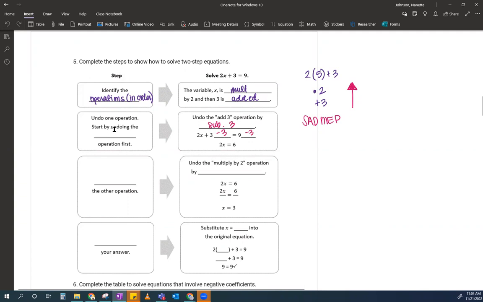Okay. Undo one operation. Start by undoing the last operation first. Remember, I talked about last out. First, last in, first out. Last in, LIFO. That's what it means. So we're going to do the last one first. That S looks kind of funny, but that's okay.